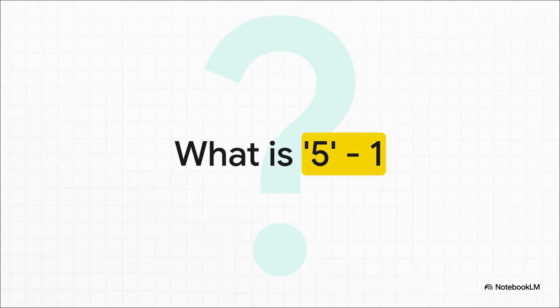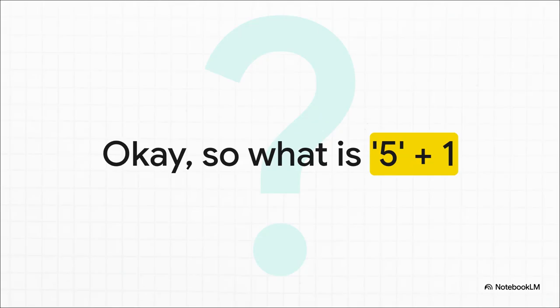If you take the string 5 and subtract the number 1 from it, what do you think you get? Just take a second. The answer is 4. And this makes sense, right? JavaScript sees the minus sign and it thinks, oh, they're trying to do math. So it's smart enough to convert the text 5 into the number 5, and everything works just like you'd hope.